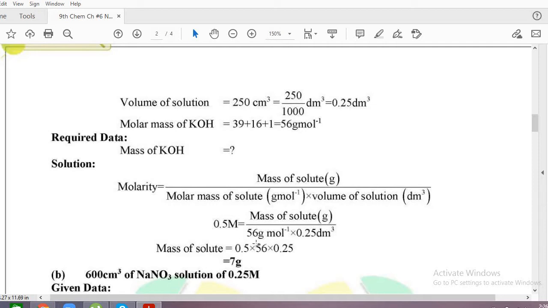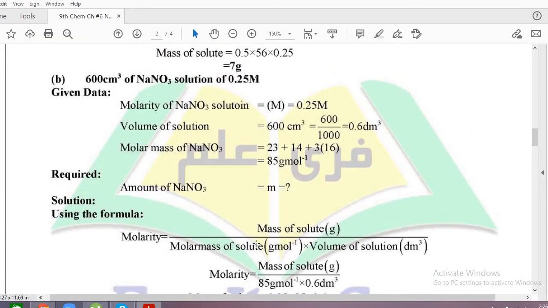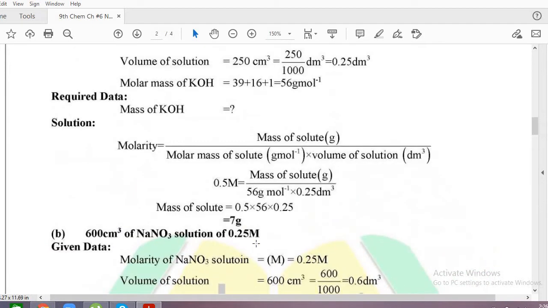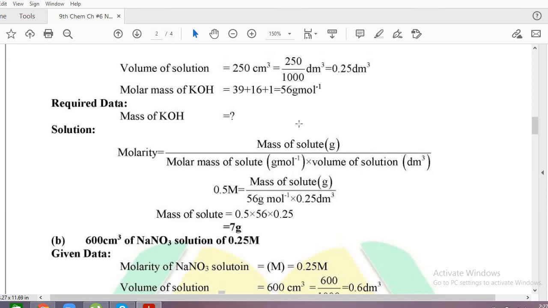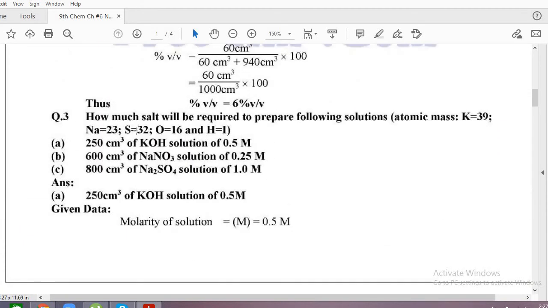So it means if we need to calculate the mass of the solute, then we are going to multiply these three numbers: molarity, molar mass and volume. So this is how it's going to work. I'm going to go back to the questions to see the second part.